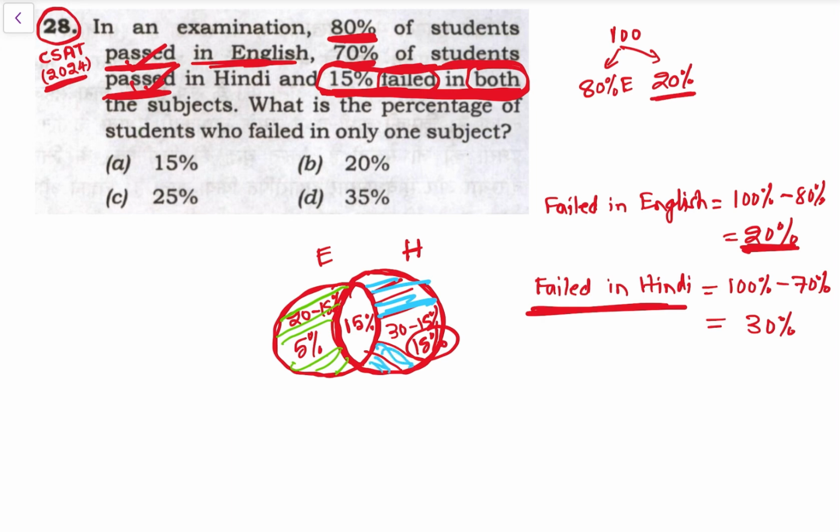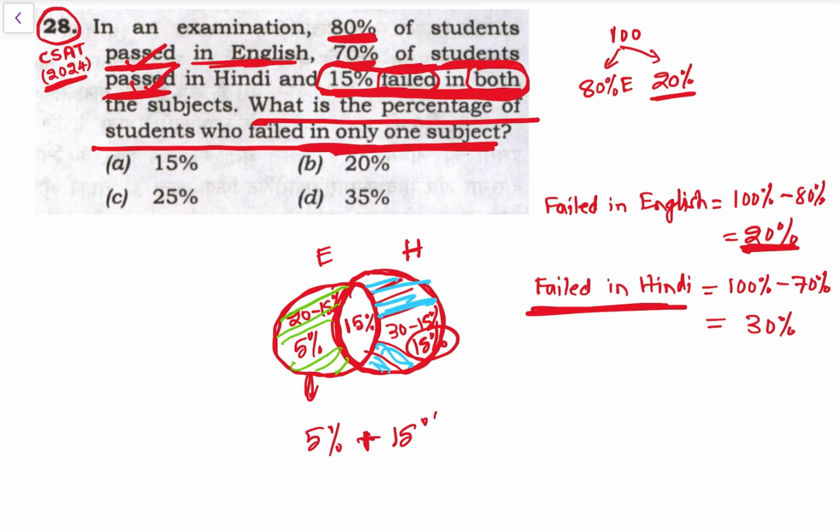So now the question is, what is the percentage of students who failed in only one subject? So only one subject: 5% failed in only English plus 15% failed in only Hindi. So that is 20%. So 20% failed in only one subject. So option B, 20%, is the answer. See, this 15% failed in both, and 20% failed in only one subject. So option B is the answer.